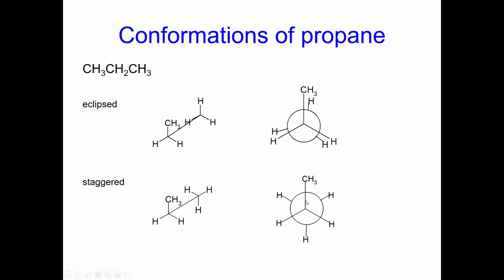Again, if we draw it as a staggered conformation, we can see carbon and its 3 hydrogens surrounding have far more space. It's not competing here, and it's not bumping into anything else that has its own electron orbitals.